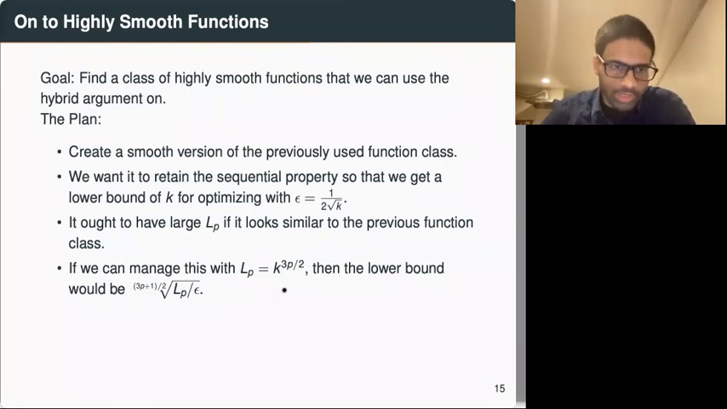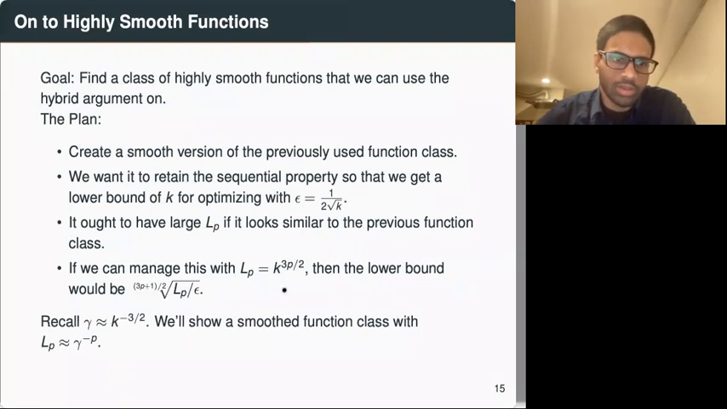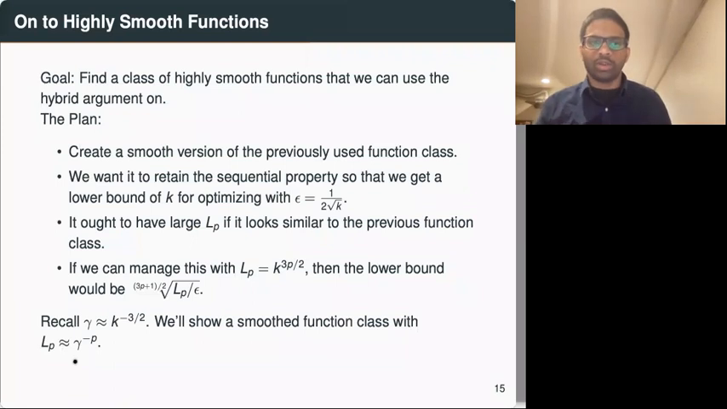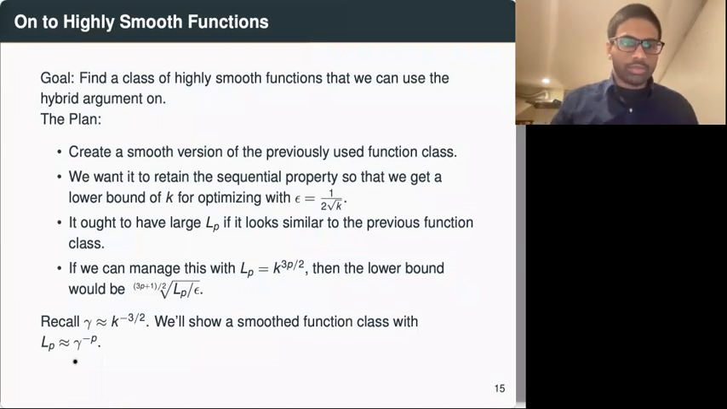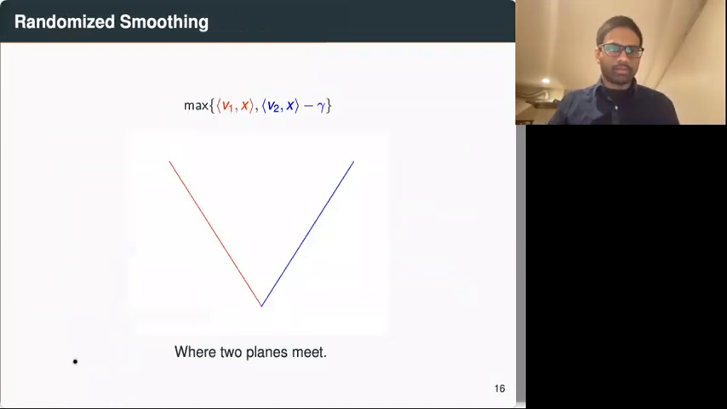But just to keep an easier picture of things in mind, recall that gamma was set to k to the -3 by 2 in our previous lower bound. And so what we're really going to do is we're going to show that we can do this with LP being gamma to the -p. So we don't need to keep these nasty fractions in mind. Just we want something that looks like gamma to the -p for our LP constant. All right. So let's do that smoothing.